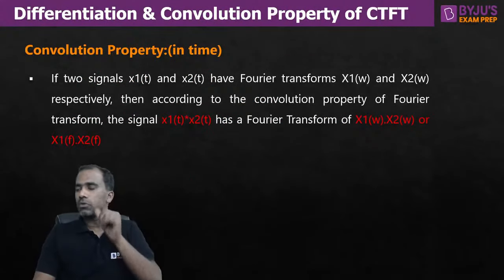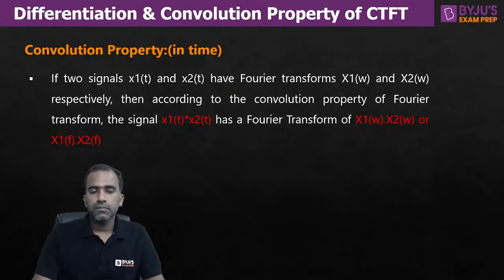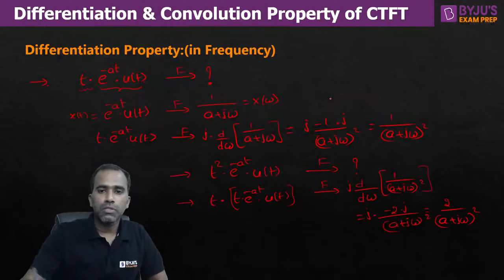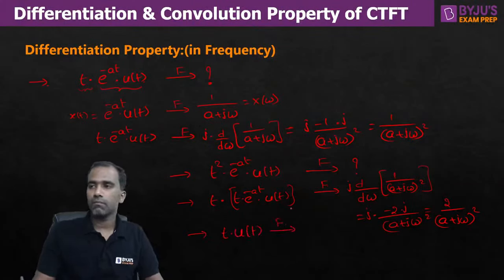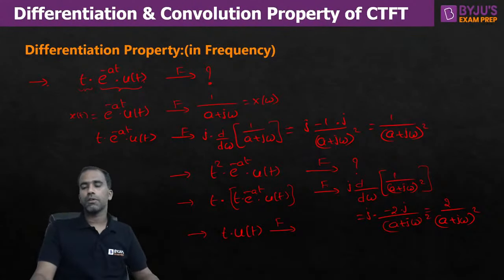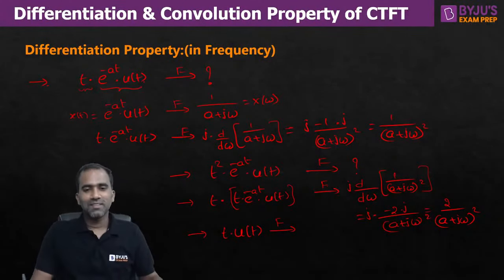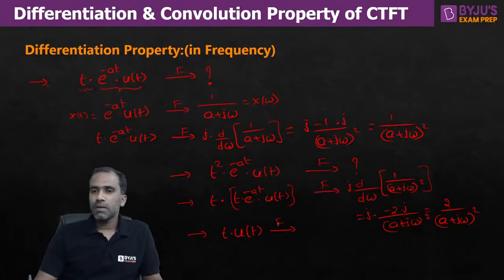Next, let us talk about the convolution property. If two signals x1 of t, x2 of t have Fourier transforms, okay. Before talking about this property, I'll give you one more example here. Can anyone tell me what is the Fourier transform of t into u of t? Are you trying to apply the multiplication with t property? No, you should not apply, because what is t into u of t? You can recognize that it is r of t.